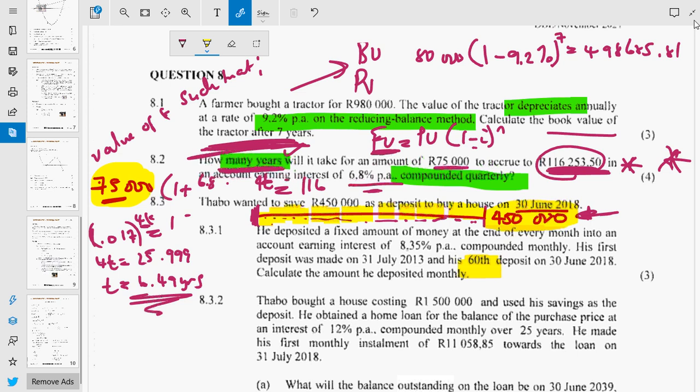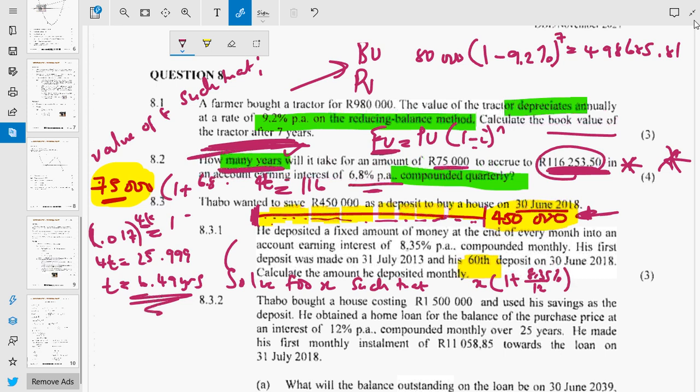Here they want the amount he deposited monthly. Now because I want the 450,000 in future, I'm going to use the future value annuity. So in this particular question, we have to solve for x such that x times 1 plus 8.35% divided by 12 per month.